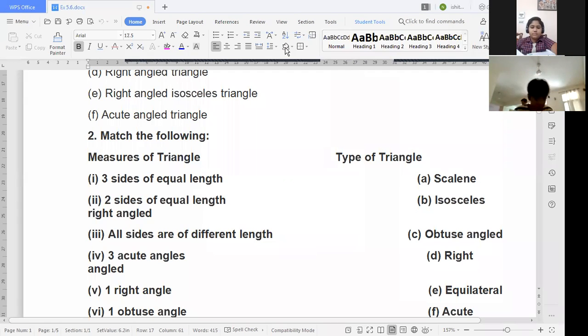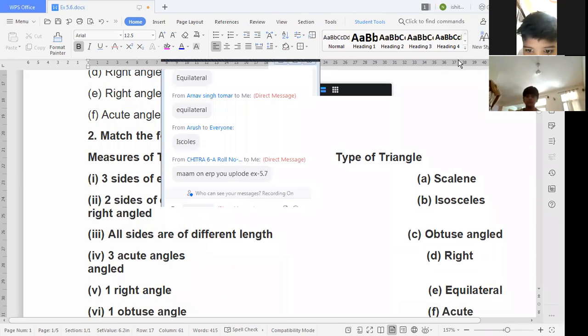Equal triangles, all the angles which are equal. Yes, Arnav Agarwal. And the answer is equilateral. Yes, equilateral. Arush, did you get my words? Equilateral triangle has all the sides which are equal. So equilateral comes from the word equal.